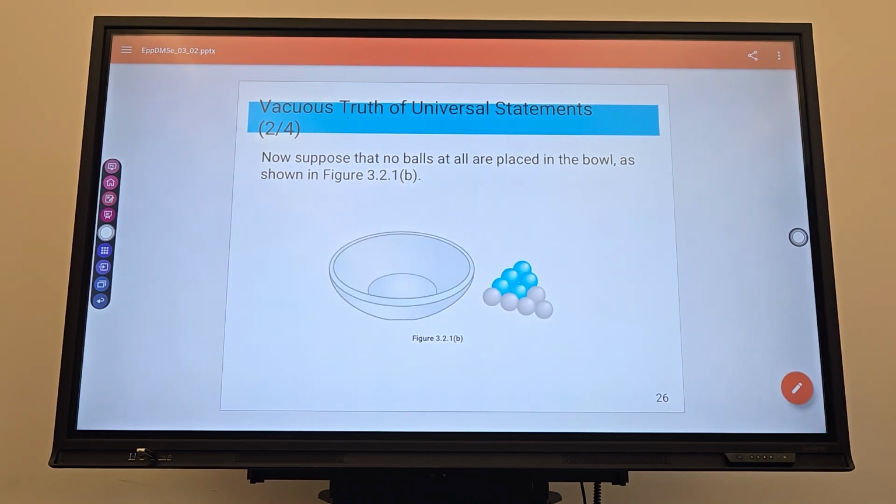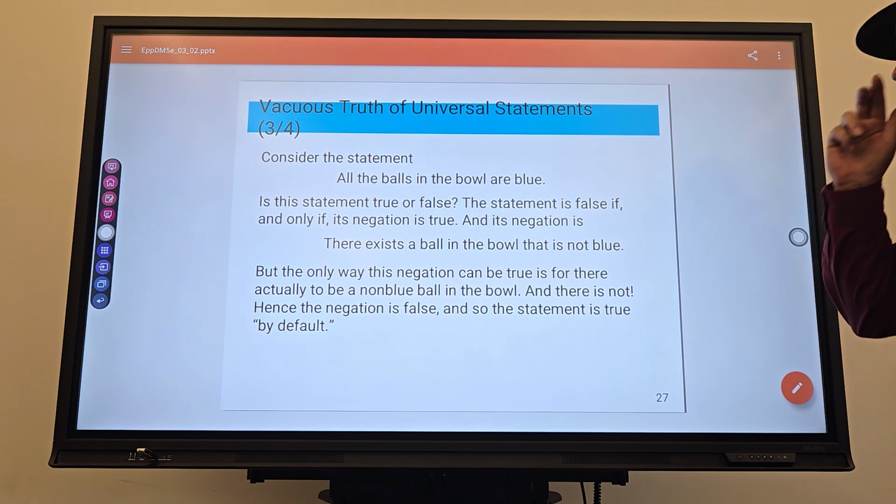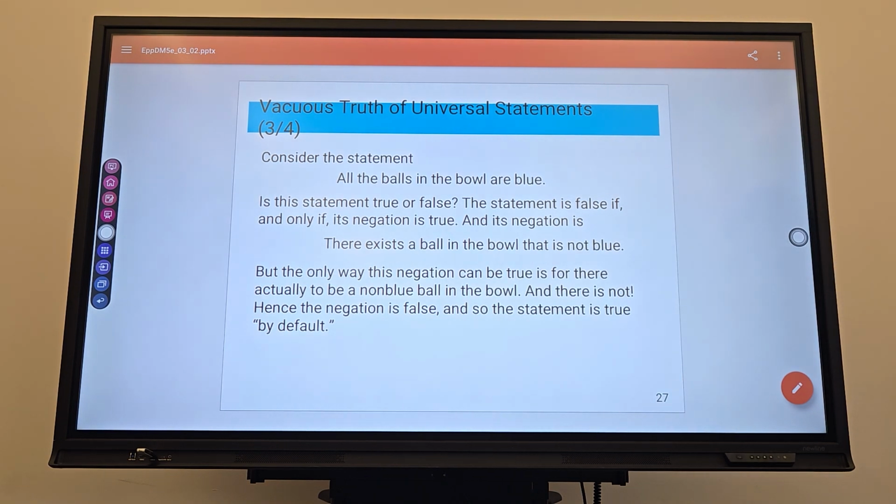Now suppose that there are no balls placed in the bowl. All the balls in the bowl are blue. Is this statement true or false? The statement is false if and only if its negation is true. And its negation is there exists a ball in the bowl that is not blue.